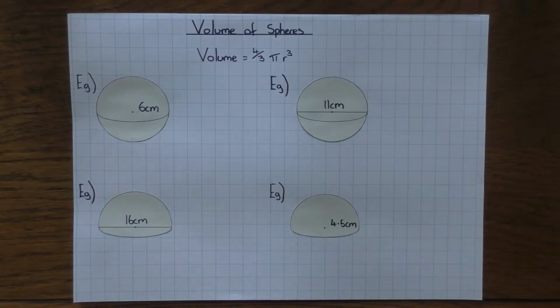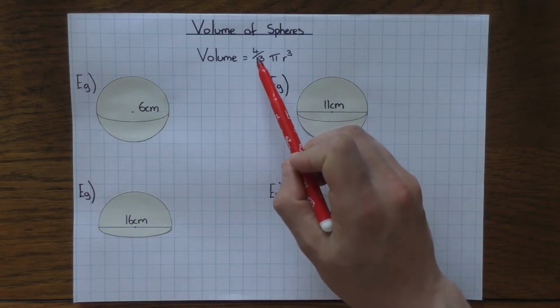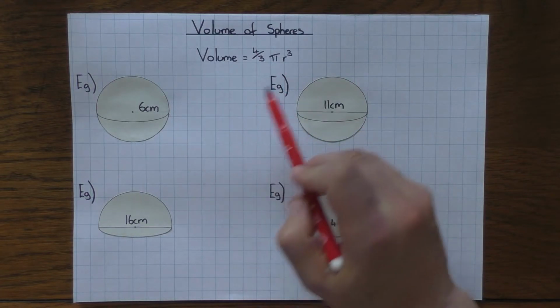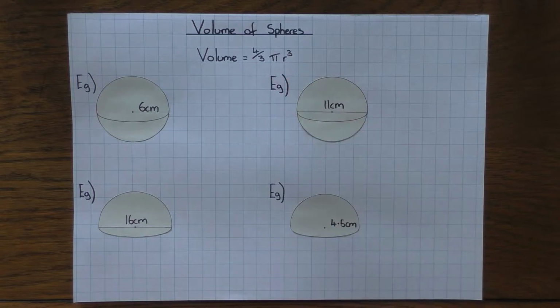Hi guys, in this video we're going to have a look at volume of spheres. So a sphere is basically just a 3D circle, so think of like a football or something like that. And the formula to work out the volume of a sphere is 4 over 3 times by pi times by the radius cubed.